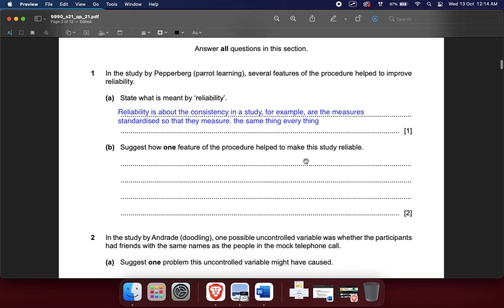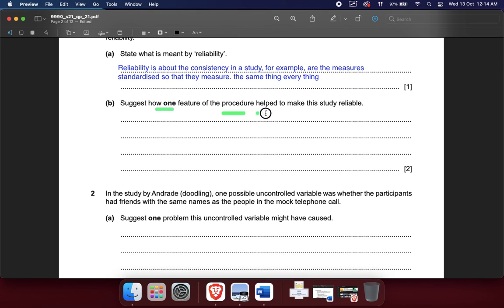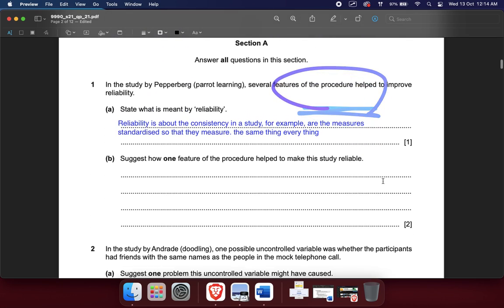Let's move on to the next one. I think that's pretty clear. Suggest how one feature of the procedure helped make this study more reliable. Now, here's where it gets interesting. It says one feature of the procedure that made what study? This study more reliable. Which study are we talking about?